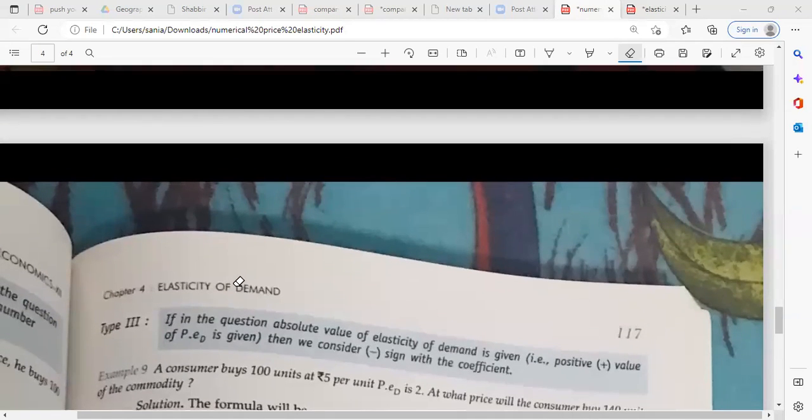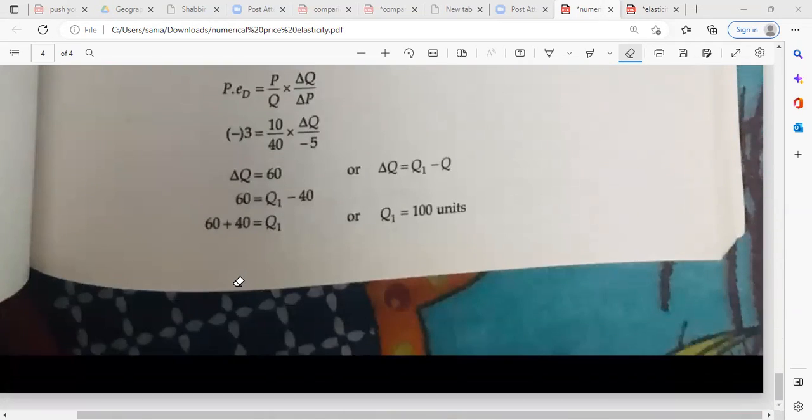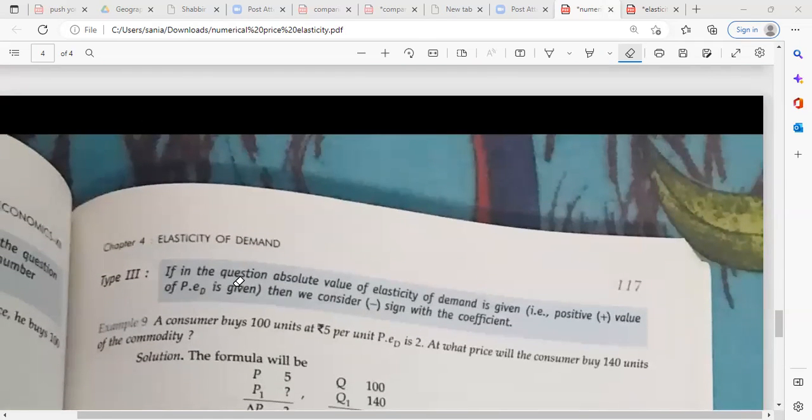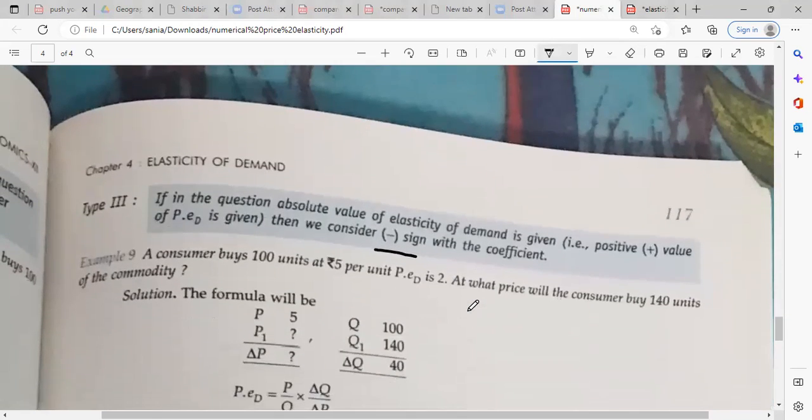So now this is type 3 basically. We will discuss this tomorrow because I want others to join. Okay, let's just do it. We have 10 minutes, so let's not waste it. Like type 3, if in the question the absolute value of elastic demand is given, that is positive, then we consider the negative sign with the coefficient. So see what they are saying. They have given this, right? At that time, you will consider the negative sign with the coefficient.